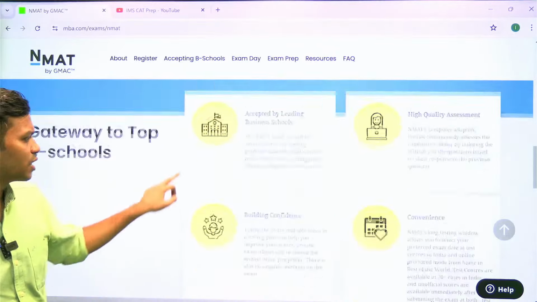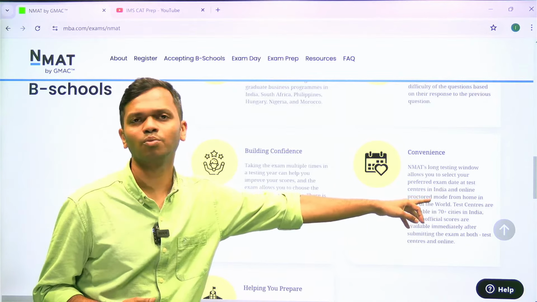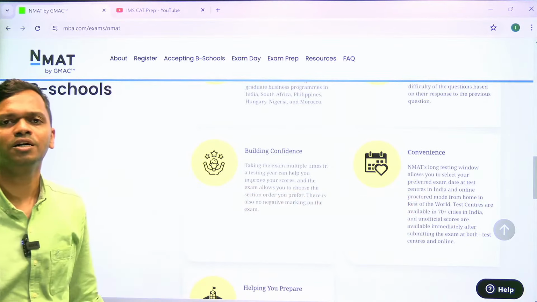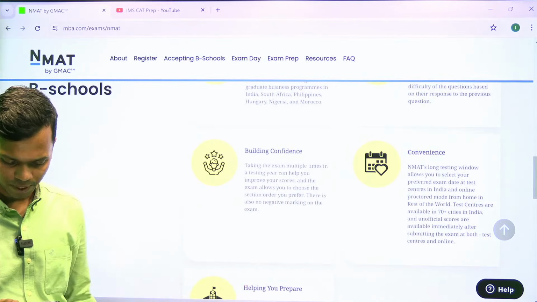Regarding taking from home, let's look at this. They've given this: you can select your preferred exam date, online proctored mode from home, right? So clearly they've mentioned that as well. So no change on that front, which means it is possible to take it from home as well, okay?